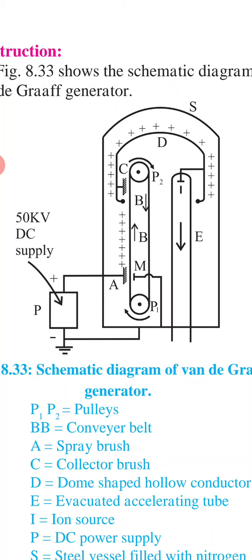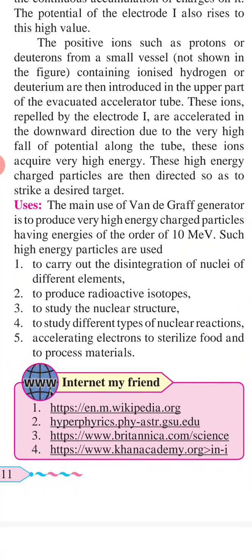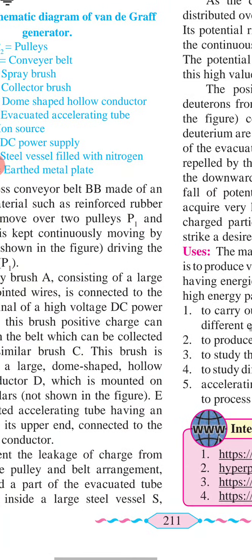So the uses are given here. The main use of the Van de Graaff generator is to produce very high energy charged particles having energies of the order of 10 million electron volts. Such high energy particles are used to carry out the disintegration of nuclei of different elements, to produce radioactive isotopes, to study nuclear structure, to study different types of nuclear reaction, and to accelerate electrons to sterilize and to produce materials. So these are the uses of the Van de Graaff generator.